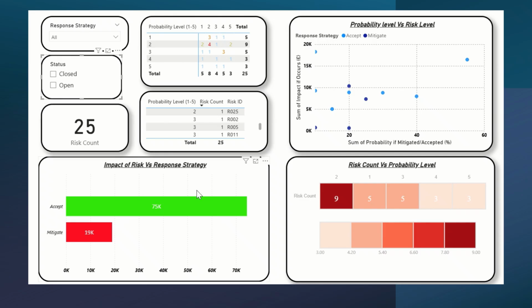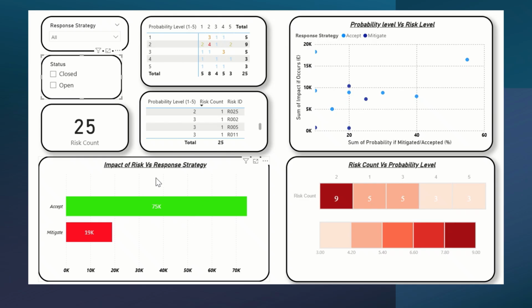So the first one is a pretty good one, a stacked bar chart where we can compare the impact of risk depending on the response strategy that has been assigned to each one of them. This one is pretty good because we're seeing in arrows the total amount of it. So for accept it says 75,000, and for mitigate 19,000, comparing which strategies have the highest potential cost as well.